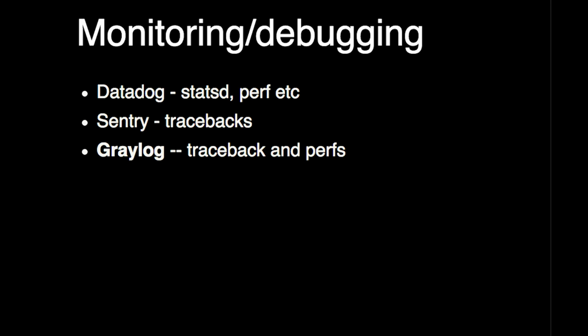Monitoring, so Datadog, you can send some statsd stuff and follow what's going on in your microservice. Sentry for traceback, but what I really like is Graylog because it's a mix of both. With Graylog, you can have both traceback and performance and everything you have in statsd and in Datadog.